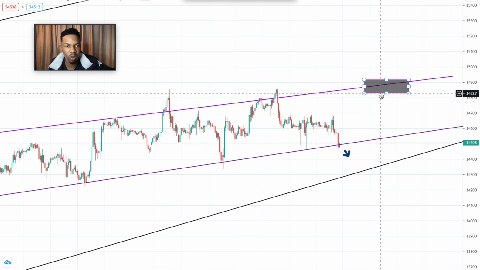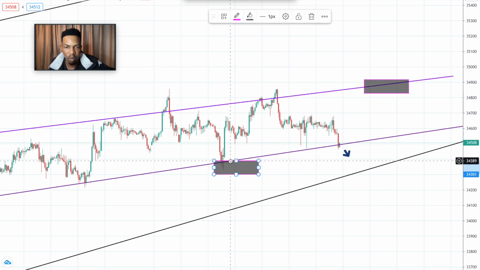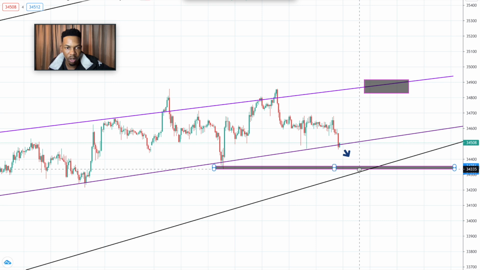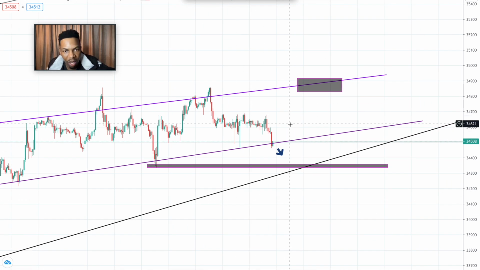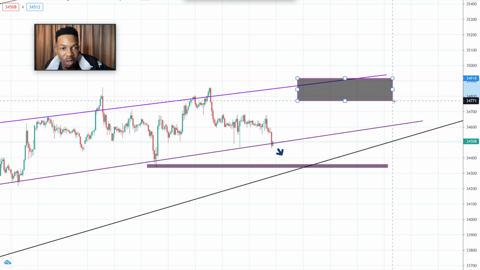I'm just gonna clone this bad boy and put him here, just so you can see what I'm talking about. Somewhere there, right? And at the same time, if we fail to close below here, then we're gonna be looking to buy, right?